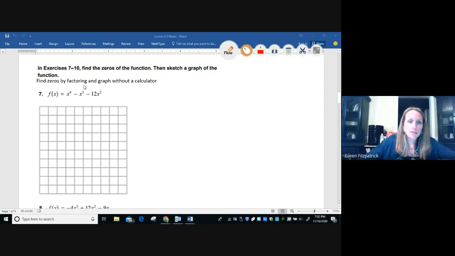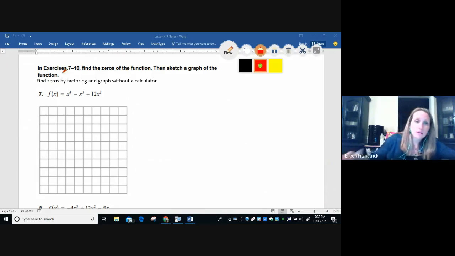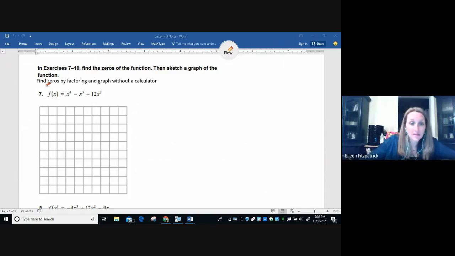Okay, so here to find the zeros of the function, oh, I wrote it down here. Find zeros by factoring. Yep, that's what I was going to write. Didn't realize I typed it. So you're going to find the zeros of the function by factoring, and then you're going to sketch a graph of the function, and we're going to sketch it without a calculator.